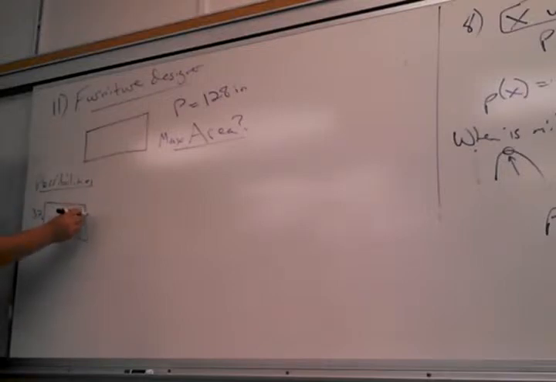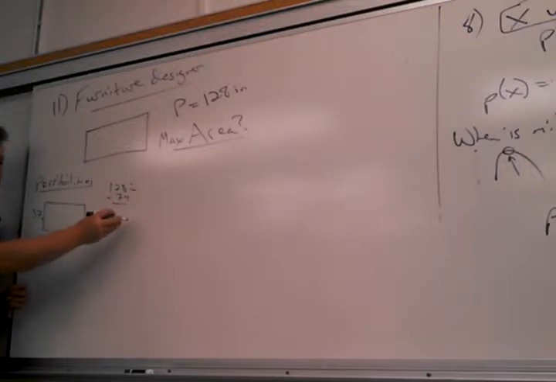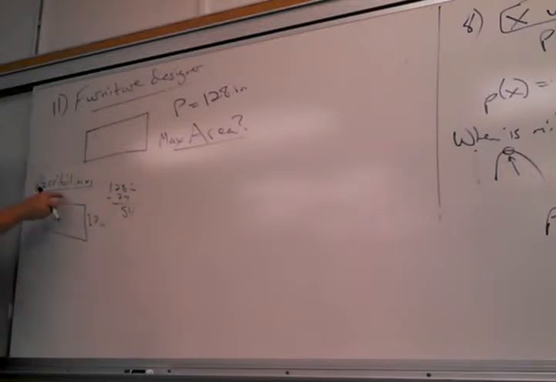So this would be 37. Now, how much is left for the length? There's 128 inches total. How many inches have I used already on the width? 74. So how much is left over? 54. Which means how much would each of these be? 27. All right, so we're going to ignore the fact that the length is shorter than the width, but that's all right.